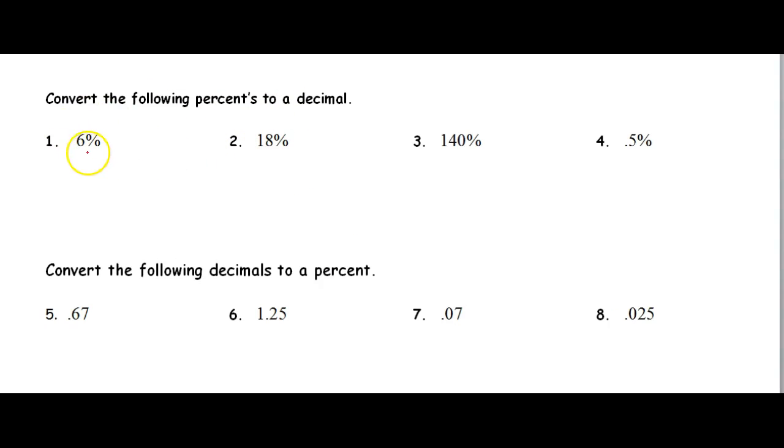If I have 6%, I can either divide that by 100, or I can move the decimal 2 places to the left. I think it's probably best to just divide it by 100 all the time to make sure you get it correct. So 6% as a decimal, when you divide it by 100, you would get 0.06. If I take 18% and I divide it by 100, 18% as a decimal is 0.18. Now 140%, right? If I divide that by 100, that would be 1.40. So 140% as a decimal would be 1.40.